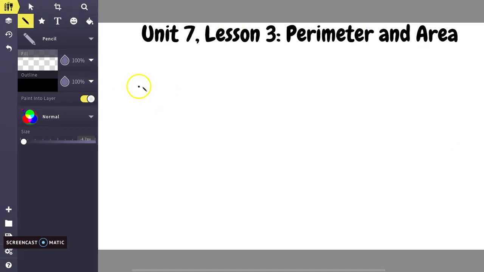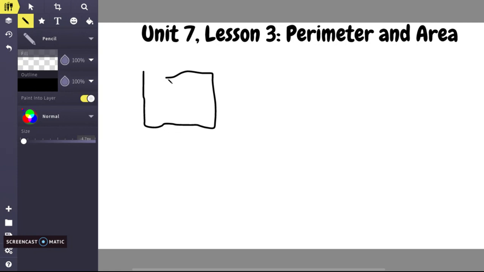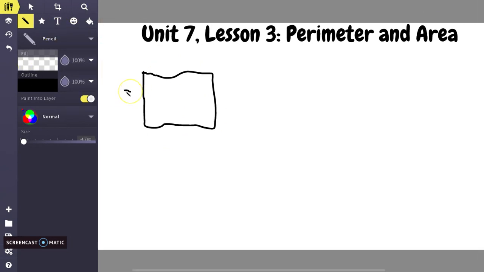So let's just say we have a square. Okay, that's not a square. Let's try that again. A square. And if it's a square, it has right angles and equal sides. But let's just say we had a side length of 9, and you wanted to know what the perimeter was.